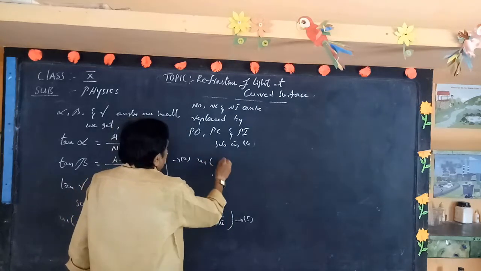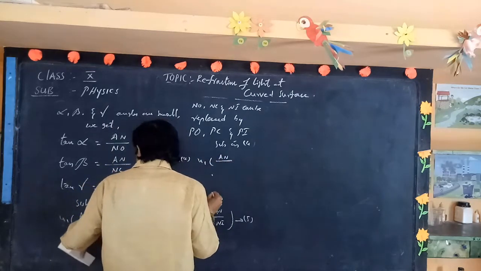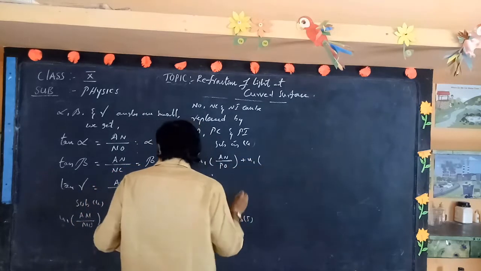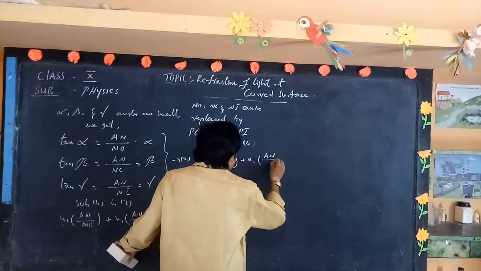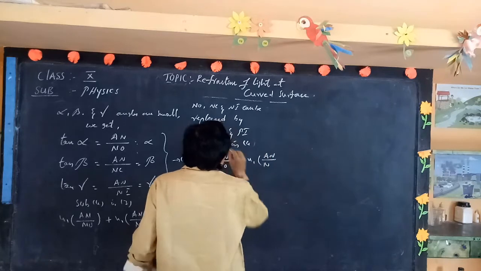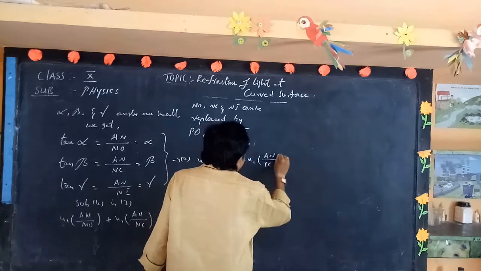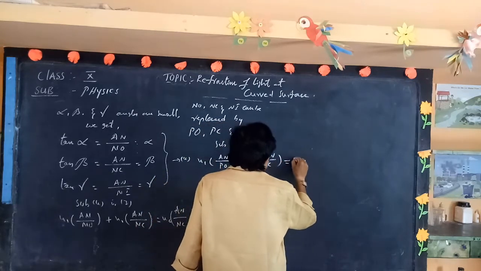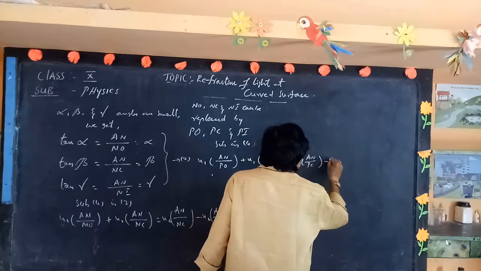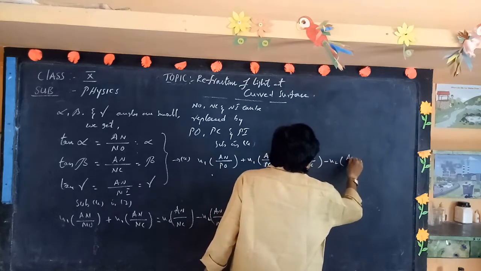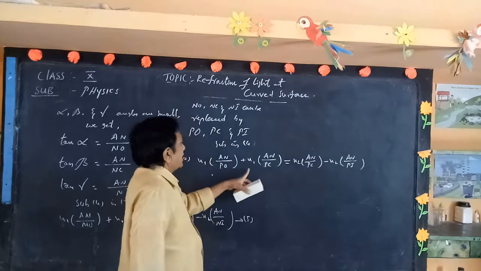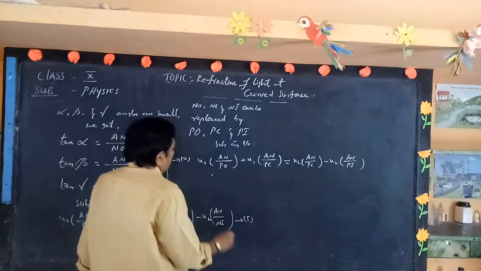N1 into AN by PO, plus N1 into AN by PC means AN by PC. NC means PC is equal to N2 into AN by PC minus N2 into AN by PI. Yes, this minus value take this side and this PC value take that side. Then what do you get?